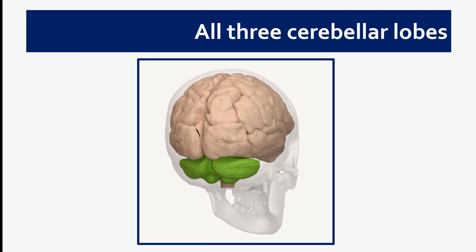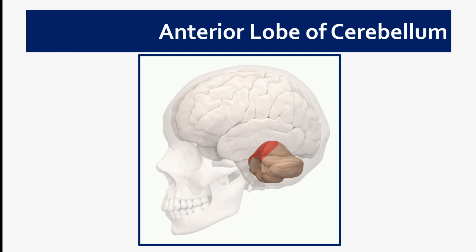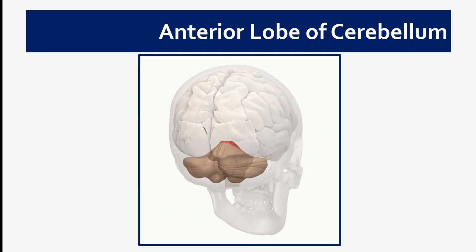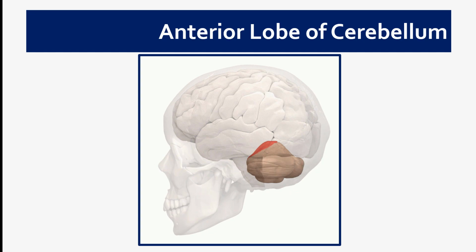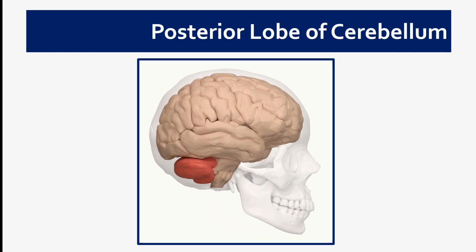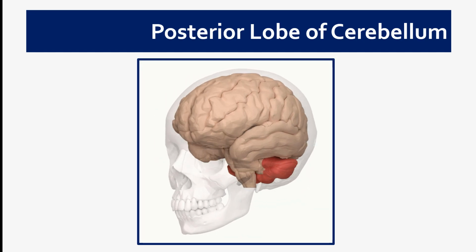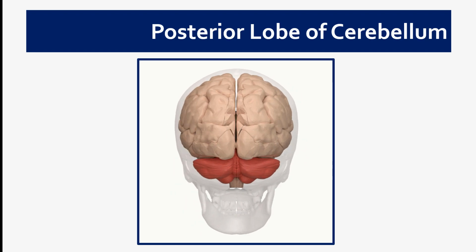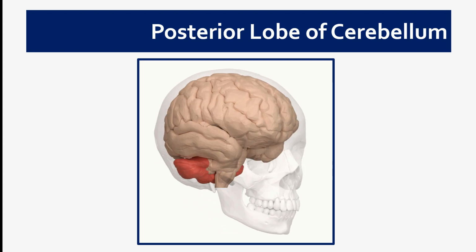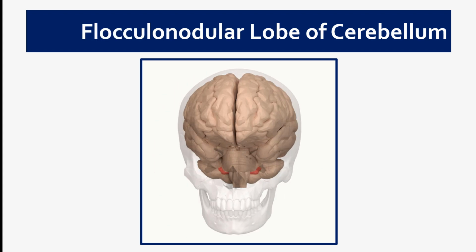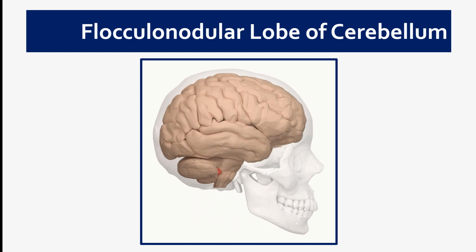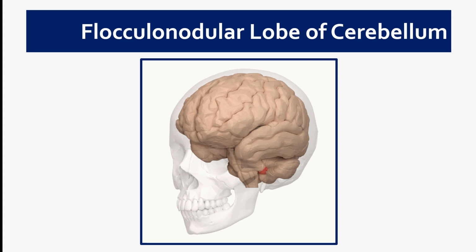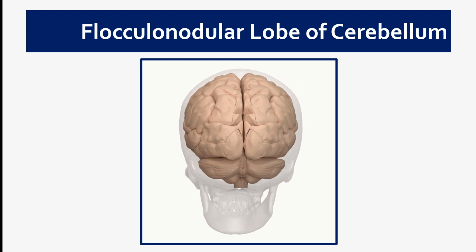So if we separate out the three lobes, first we look at the anterior lobe of the cerebellum, and now you can see it in more detail where it's highlighted here in red. And then in this next slide, the posterior lobe of the cerebellum is highlighted in red. And you can see that from an external view, the posterior lobe constitutes the majority of the cerebellum. Now the flocculonodular lobe is highlighted in red, and you can see that it only appears to be two little bits sticking outside of the posterior lobe.